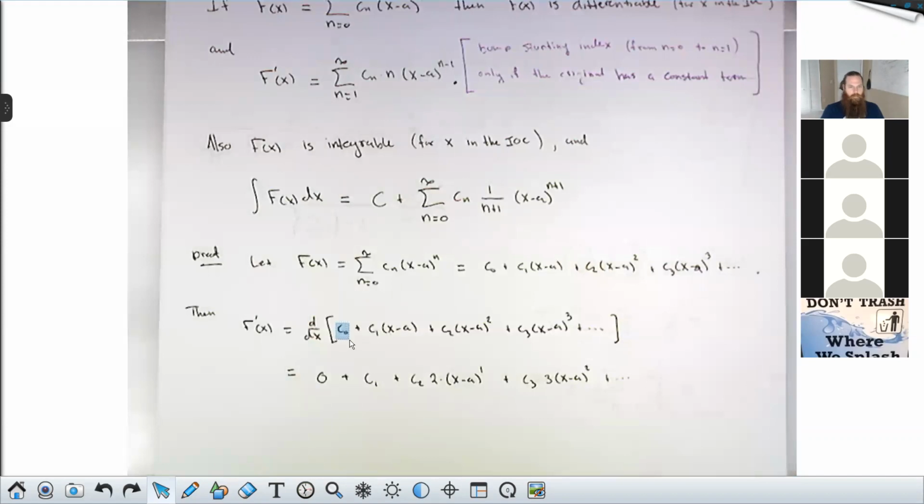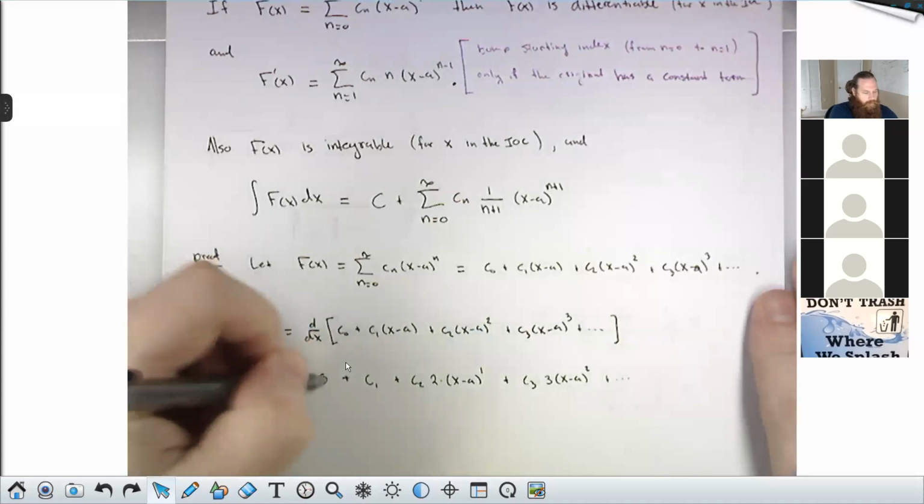Right? So this piece differentiates to this. This piece differentiates to this. This piece differentiates to this. Just normal derivative rules applied to each piece on its own. Remember that all the C's are constants and that a is a constant. We're differentiating here with respect to x. So the n equals 0 term here goes away.